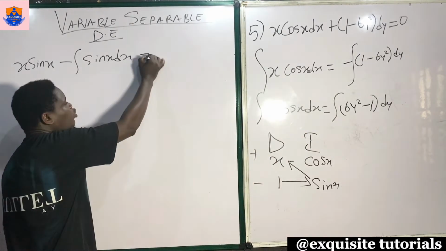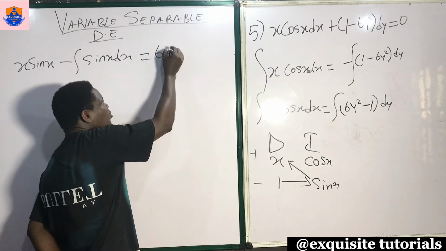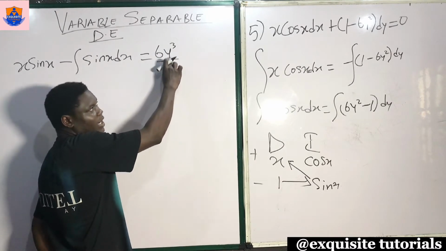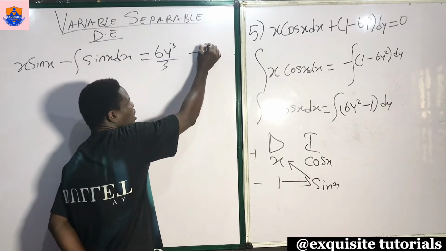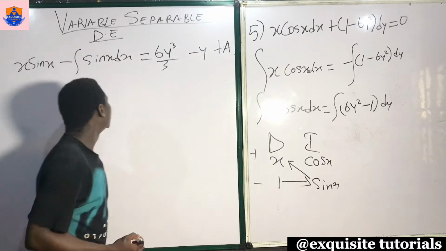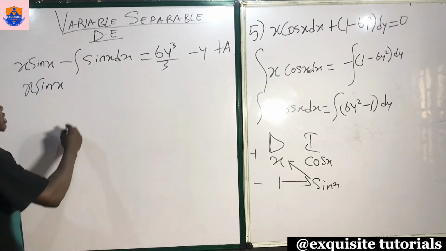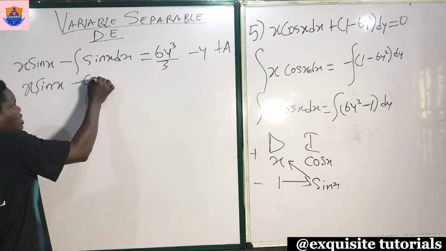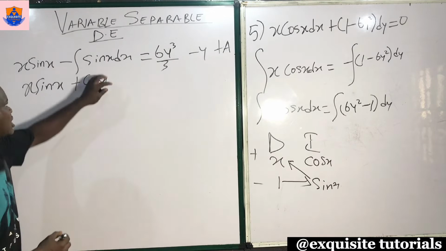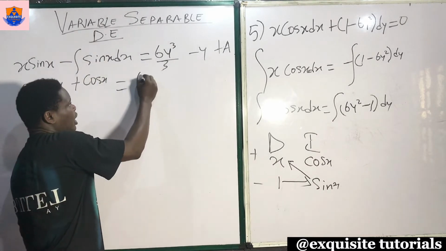Then we have equal to, now when I integrate 6y squared, I will have 6y raised over 3 all over 3. Don't forget you add 1 to the power and divide by the result. Then minus y plus your constant. Let's call that constant a. Now, how do I integrate sin x? If I integrate sin x, I'm going to get minus cos x. Then that minus will multiply with this guy, so I'll have plus cos x. This minus cos x times minus, we have cos x. So we have this.